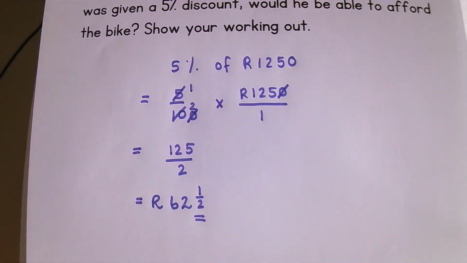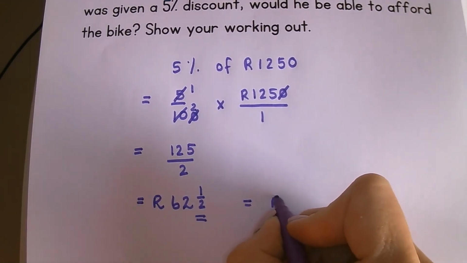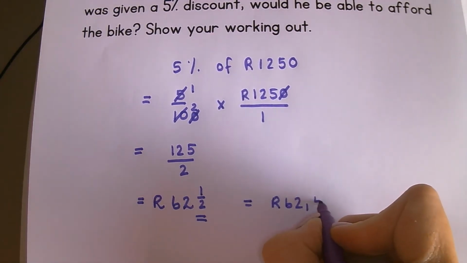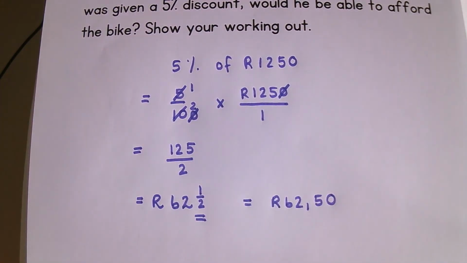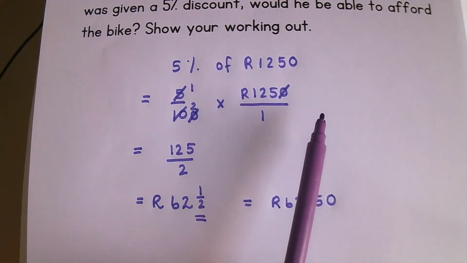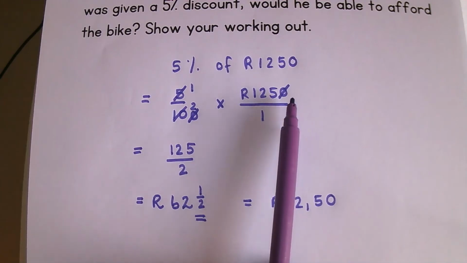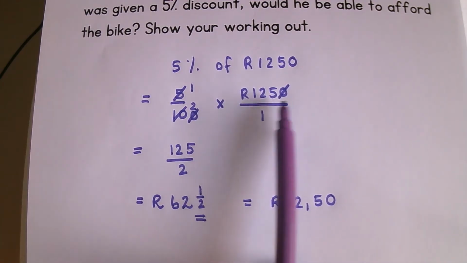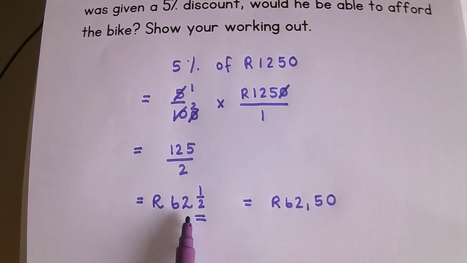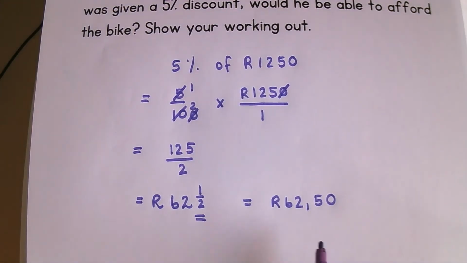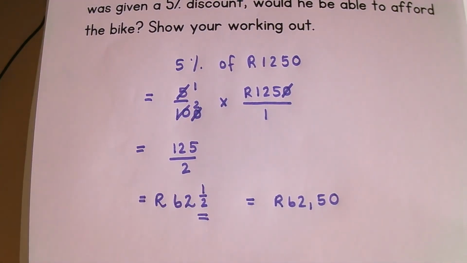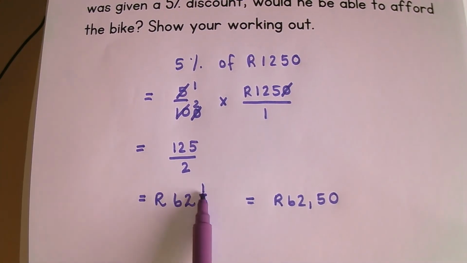Now, what is half of 1 rand? It's going to be 62 rand 50. Now, what you could have done if you really wanted to is to actually change the 1,250 into cents. Obviously, your answer would then be finalized in cents, and you'd have to convert back to rands. I like this method because I think here in grade 7, you guys are clever enough to be able to change this to 50 cents. You know that half a rand is 50 cents, and you can write it.